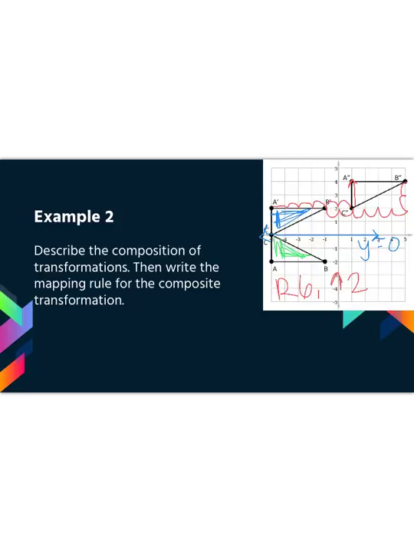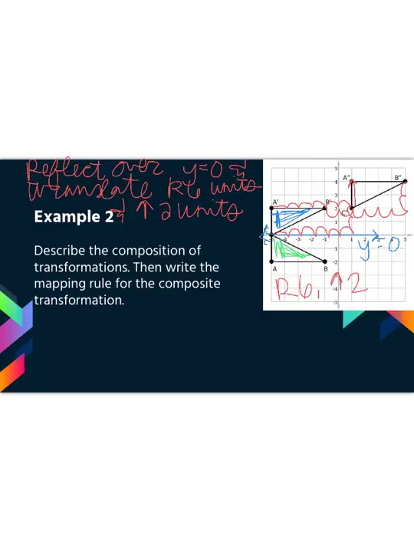It works for B prime to B double prime. And then 1, 2, 3, 4, 5, 6, 1, 2. So my description would be that the pre-image is reflected over the x-axis and then translated right 6 units and up 2 units. So to figure out the single mapping rule that gets me from my pre-image to my final image, I think the easiest way to do that would be to write the 2 mapping rules that happened and use those to figure out my single rule.